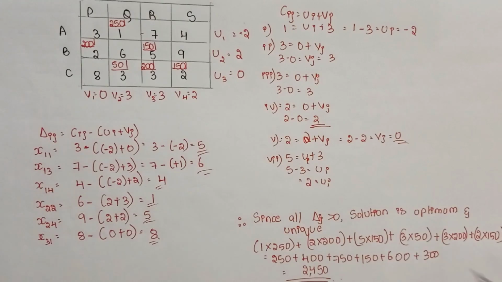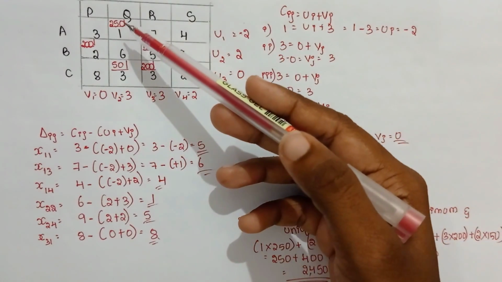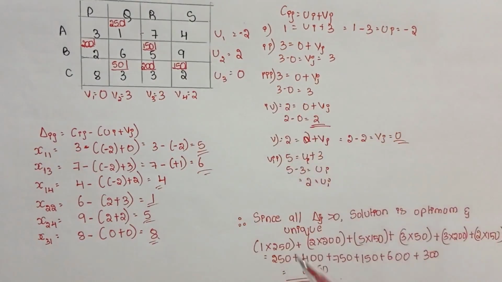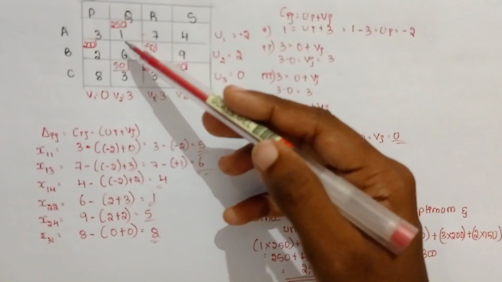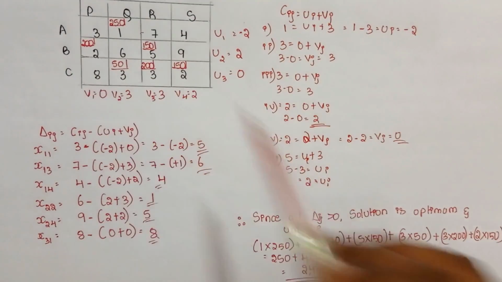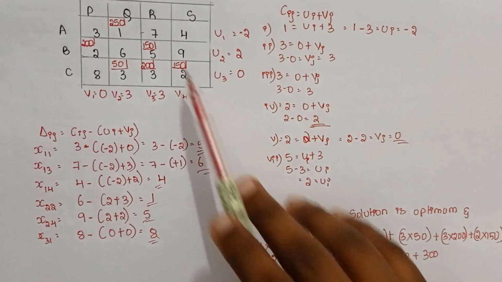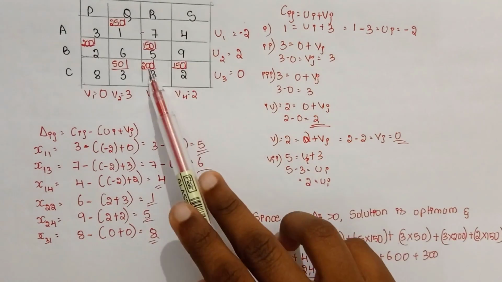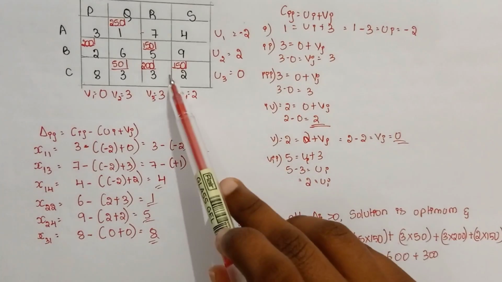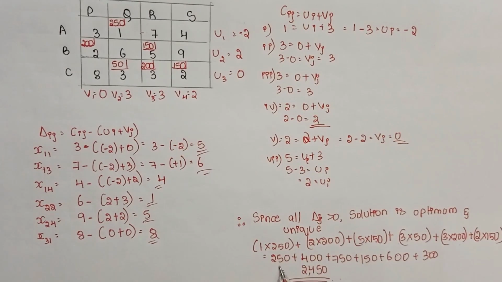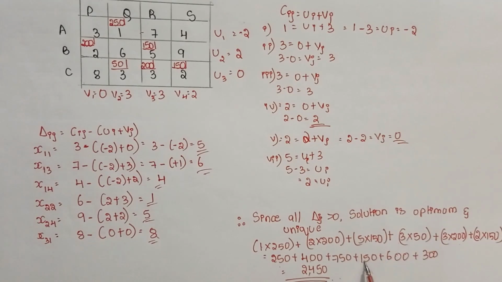So at the end, after writing the conclusion, you have to multiply the units with the amounts. So using the last matrix, you have to identify the transportation cost, that is 1 into 250, 2 into 200, 5 into 150, 3 into 50, 3 into 200 and 2 into 150. So 1 into 250 is 250, 2 into 200 is 400, 5 into 150 is 750, 3 into 50 is 150, 3 into 200 is 600 and 2 into 150 is 300. So if you add all this, you will be getting 2450.